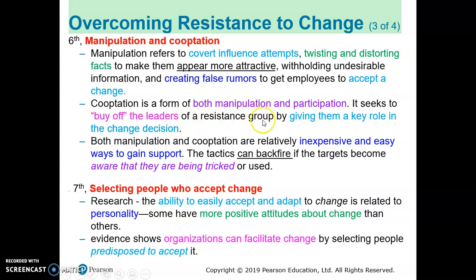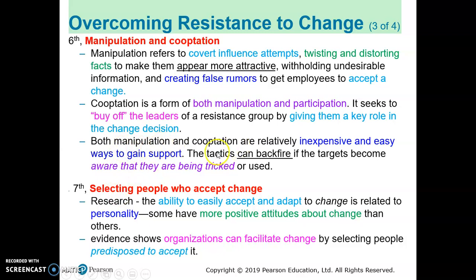So the leaders of the resistant groups: if managers want to overcome this resistance to change, especially from the leaders of the employees, for example employee unions that resist change, they can go to these leaders. If you buy them with cash, of course, it's really obvious that it's considered unethical. But by giving them a key role in change decisions, it would reduce their resistance to change. So this could overcome some of the resistance to change.